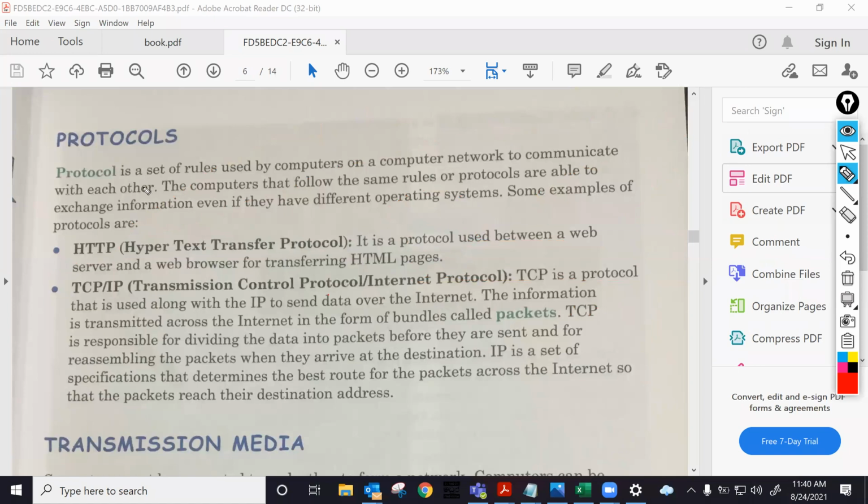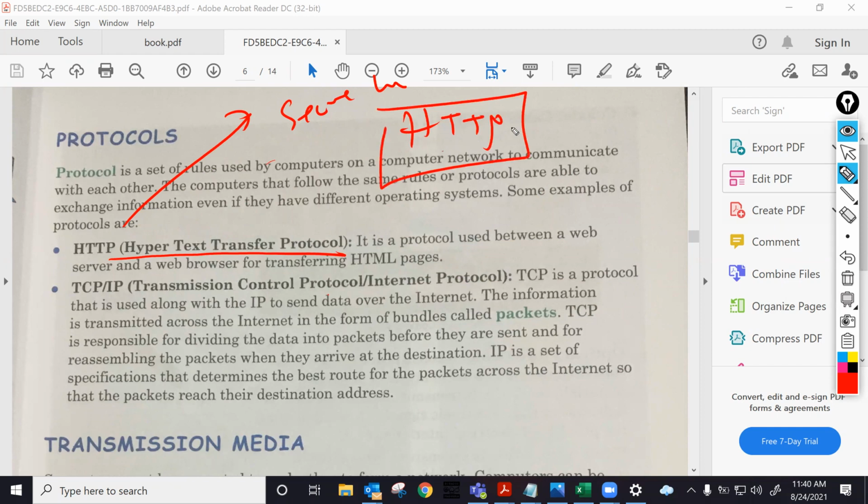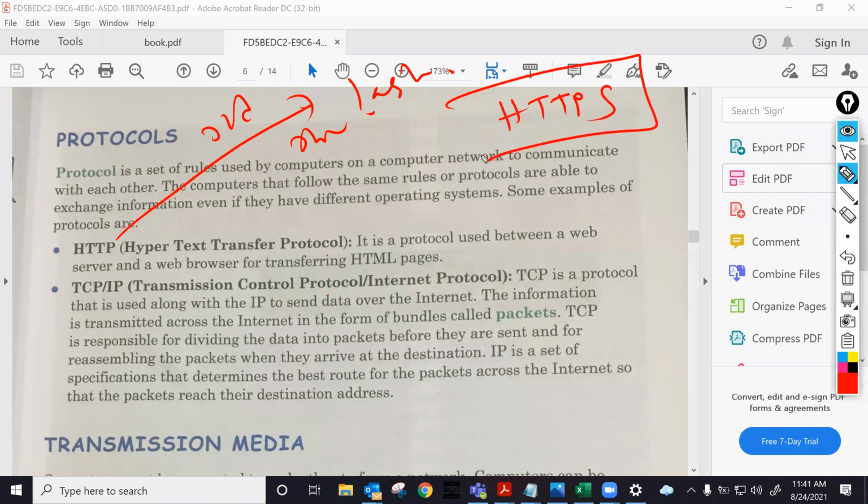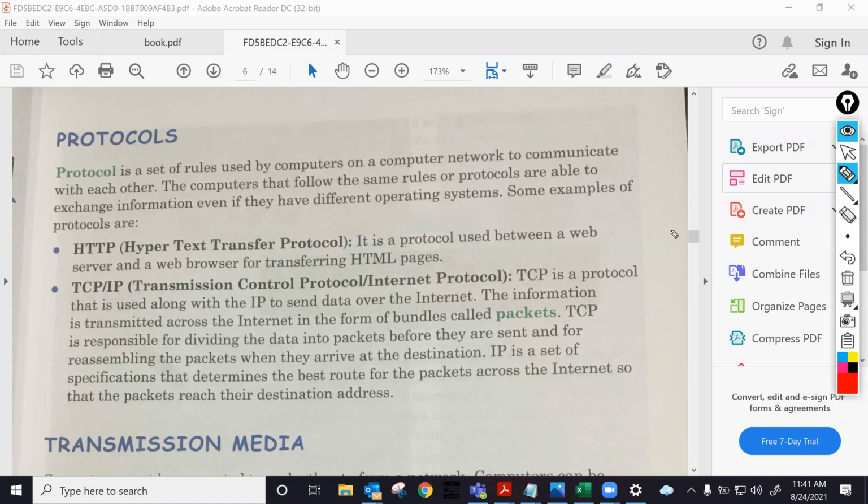But for your exam purpose, don't think about the secure layer. What I taught you, you have to write this one only: HTTP, Hypertext Transfer Protocol. This is your syllabus. You should know this, but even though you know this, it is not the latest one. This is old, obsolete. Now the trend is HTTPS. Got it?